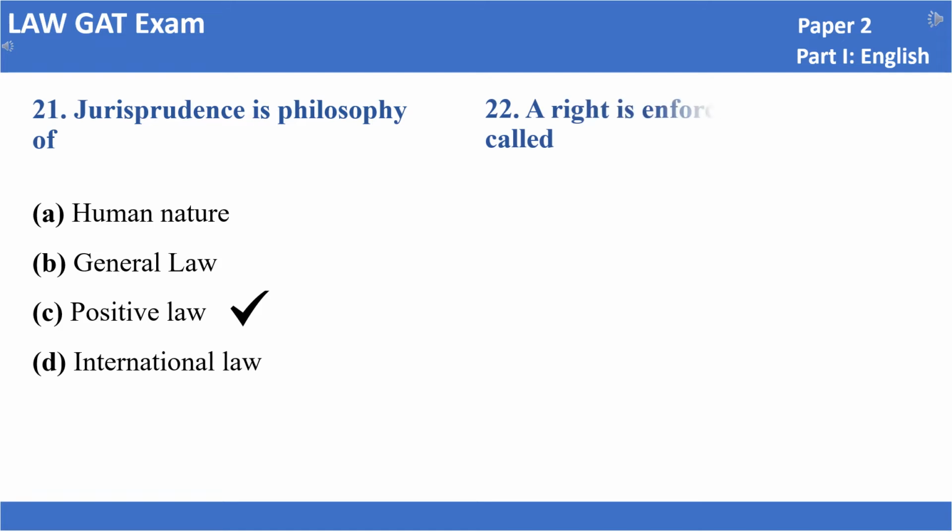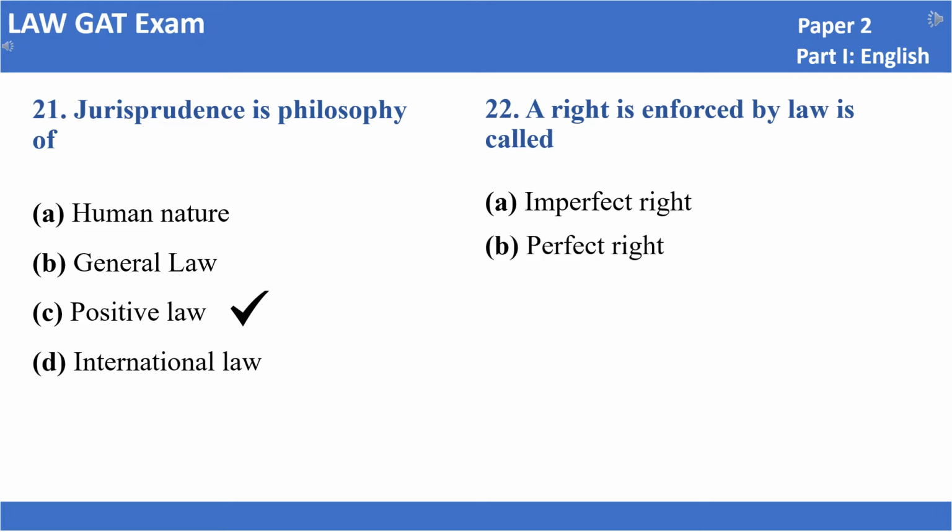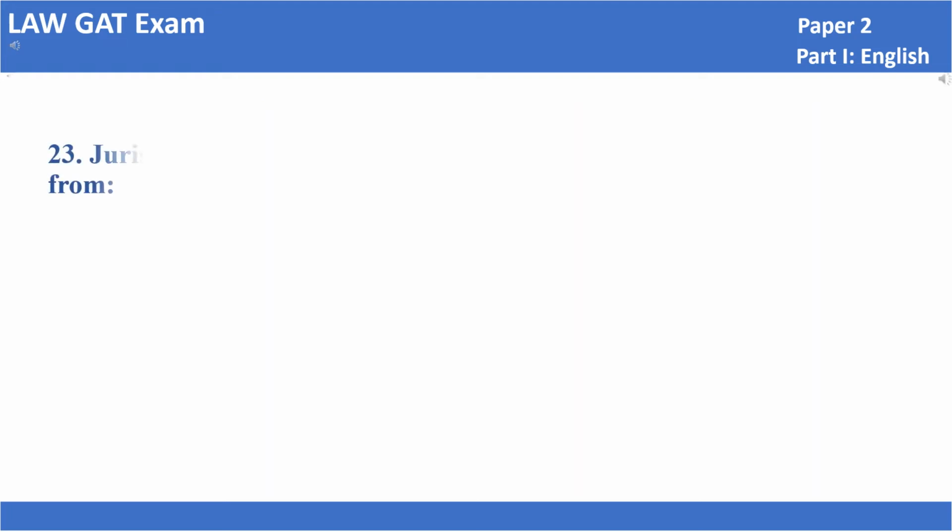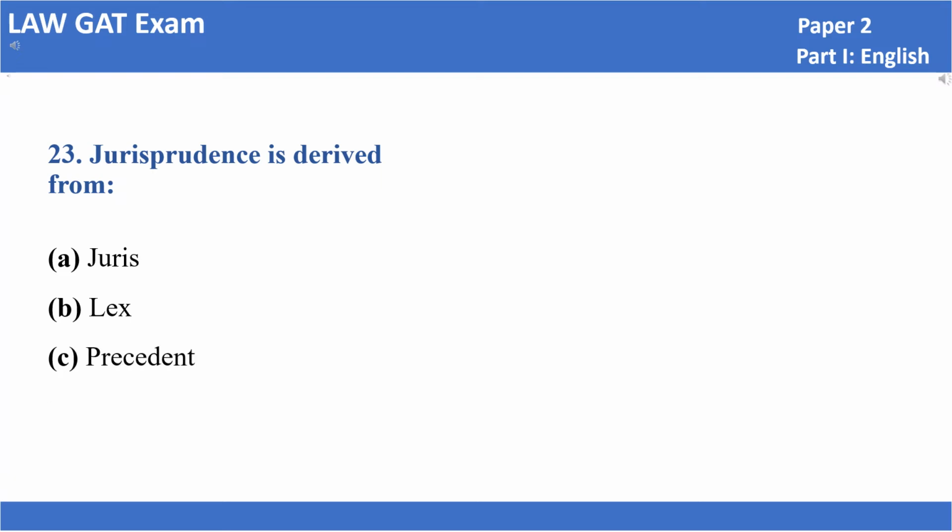A right enforced by law is called option A, imperfect right, option B, perfect right, option C, negative right, option D, positive right. The correct answer is option B, perfect right. Jurisprudence is derived from option A, juris, option B, lex, option C, precedent, option D, both A and B. The correct answer is option A, juris.